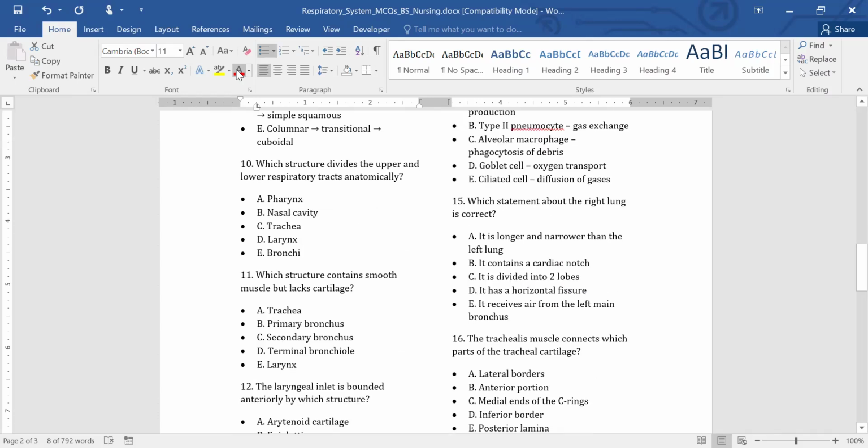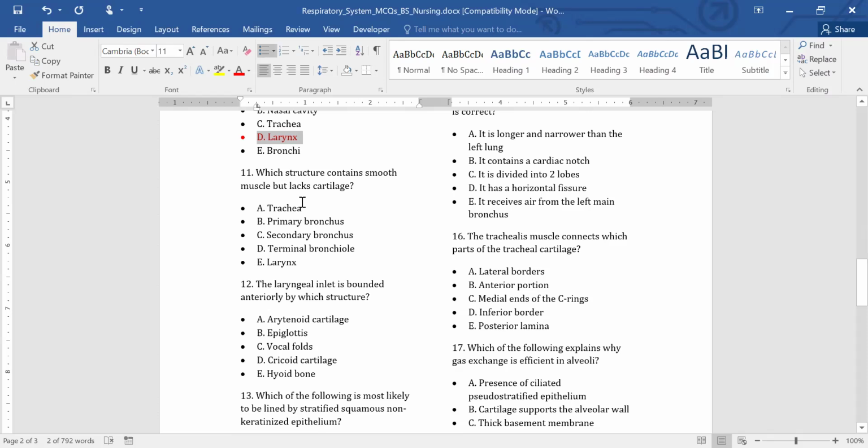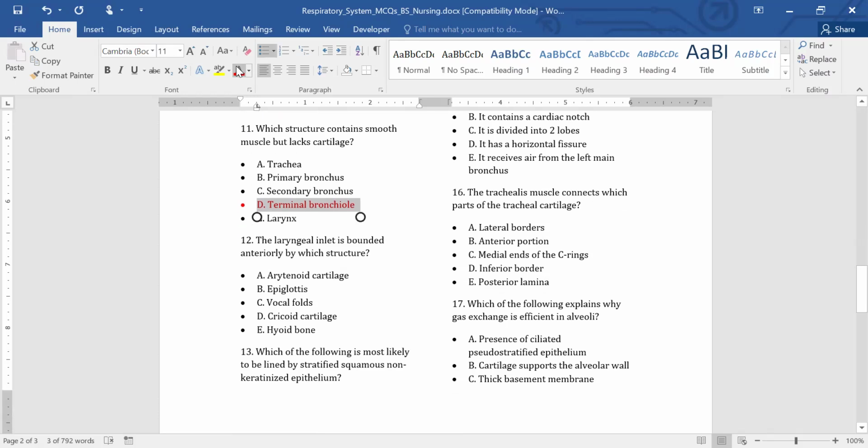Which structure divides the upper and lower respiratory tracts anatomically? It is the larynx. Which structure contains smooth muscles but lacks cartilage? The trachea contains smooth muscles and cartilages. The bronchi contain secondary bronchi. The larynx also contains cartilage. So terminal bronchioles are the structures which contain smooth muscles but lack cartilage.